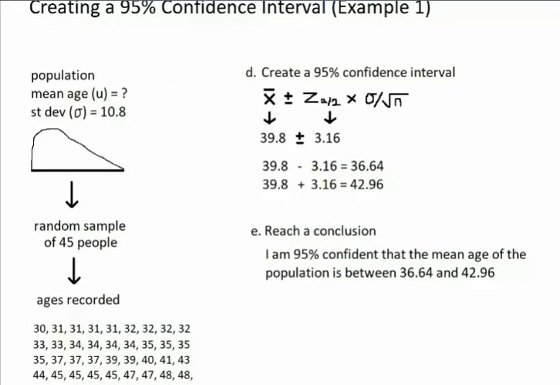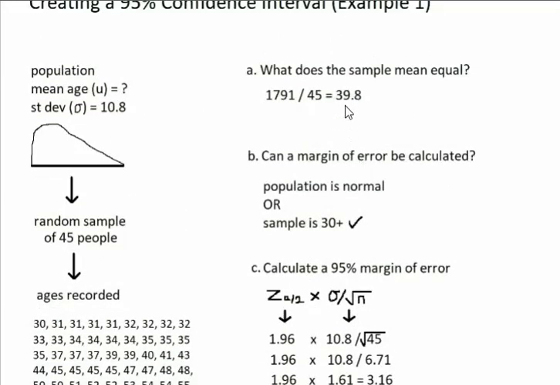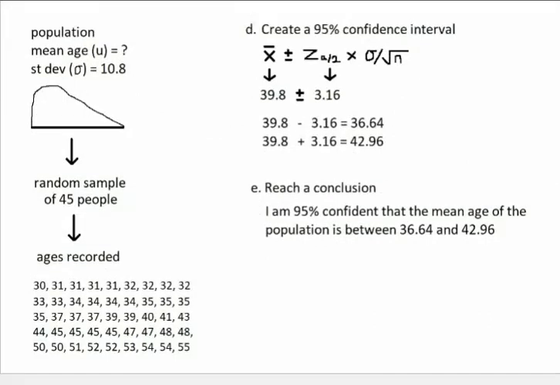Next, we go one step further. We take our sample mean, which is 39.8. Remember that 39.8 was our answer to part A. It's the mean of the data set. And we add and subtract our 95% margin of error, which came from part C. So it's sample mean plus and minus 95% margin of error. When we subtract, we get this answer. When we add, we get this answer. And we get two answers. These are the two endpoints of our 95% confidence interval.